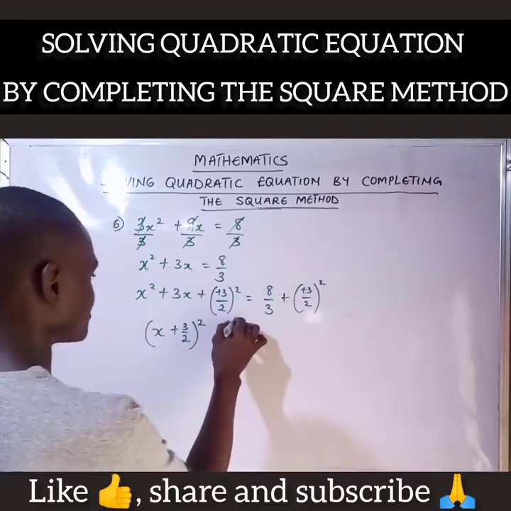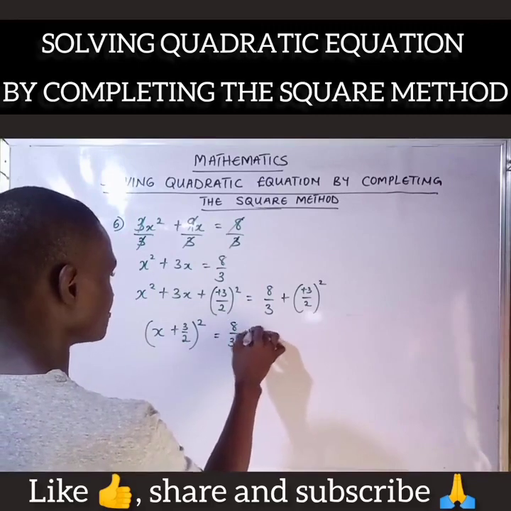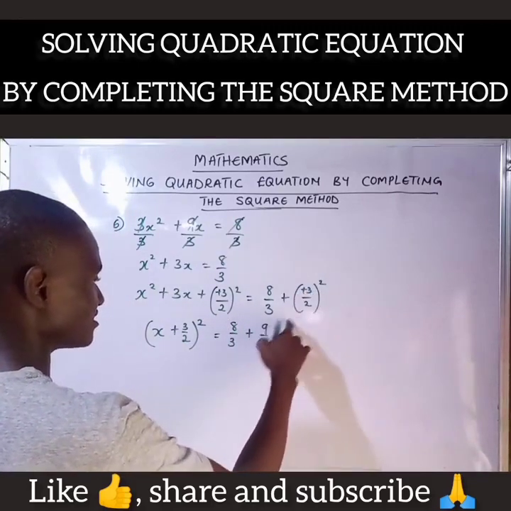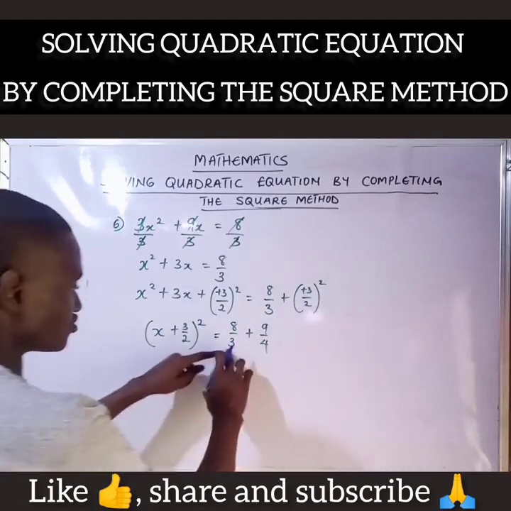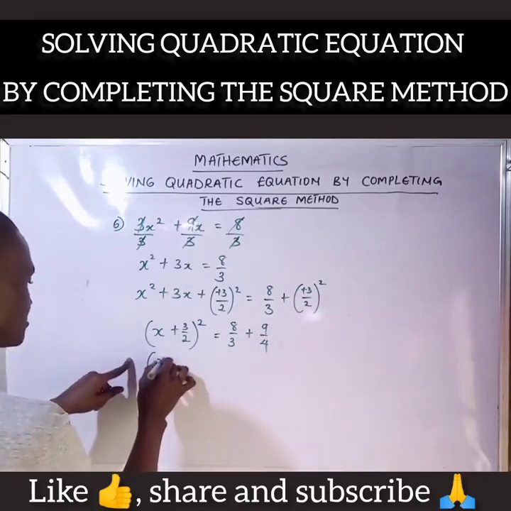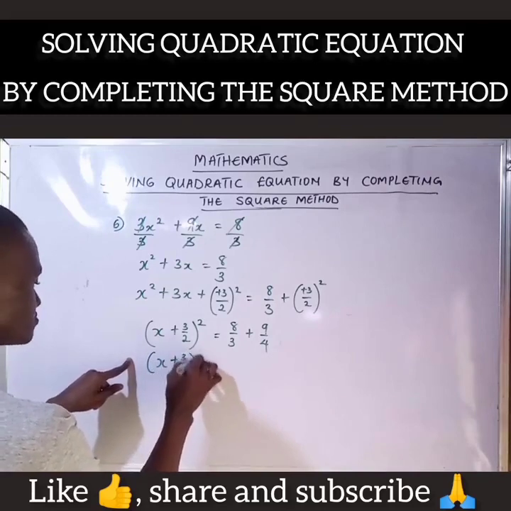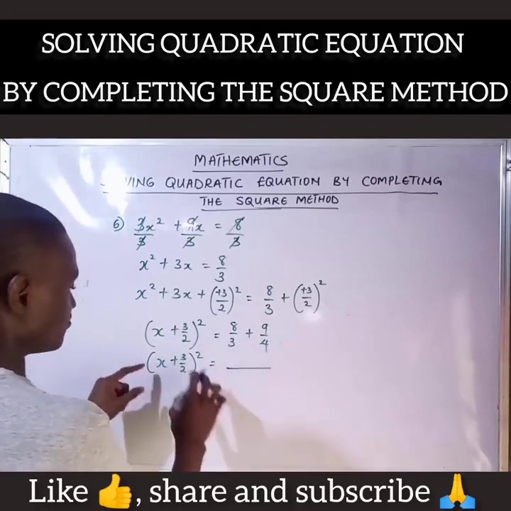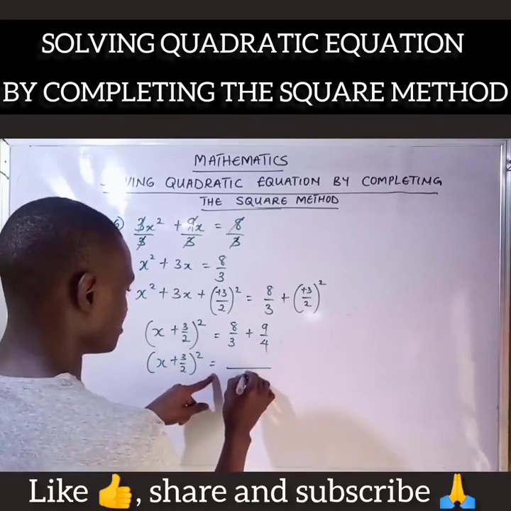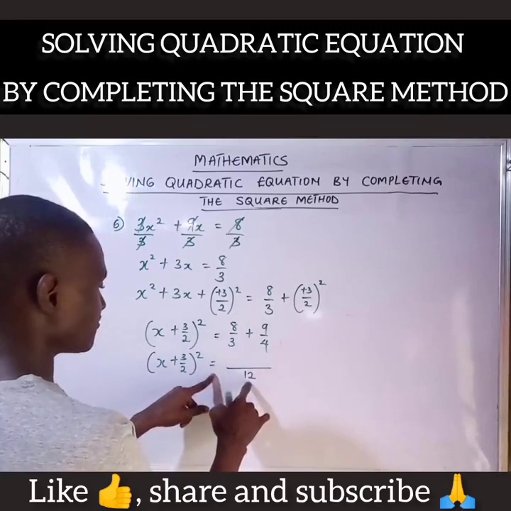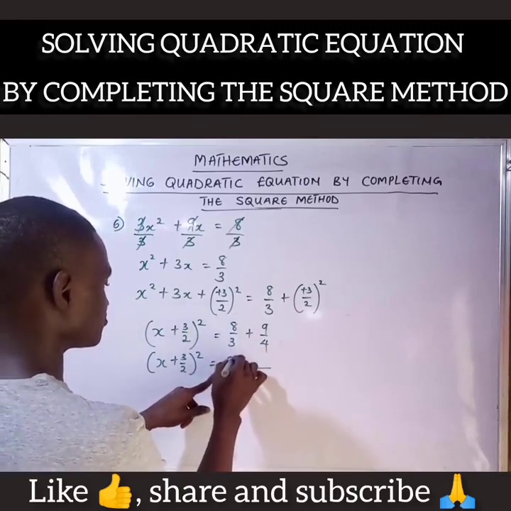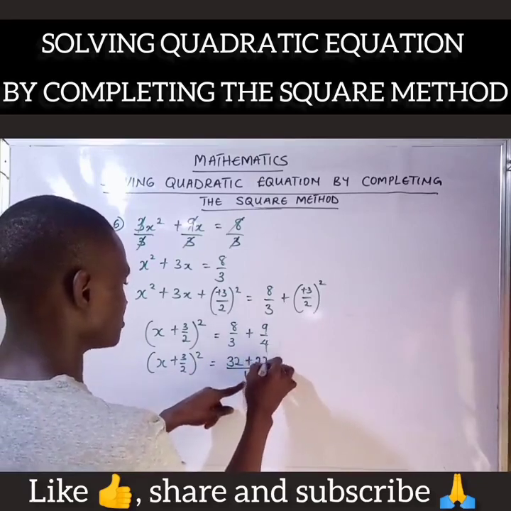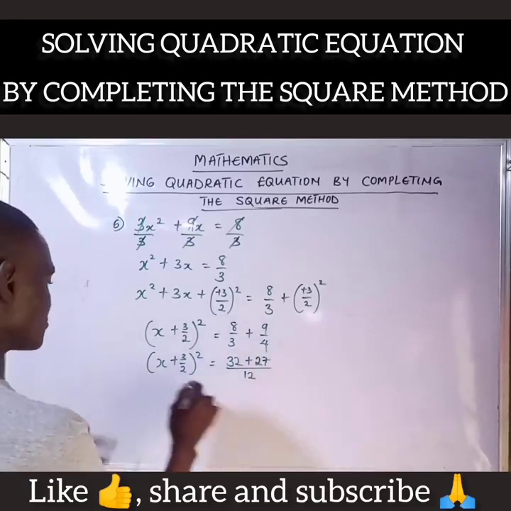Then for this, I will simplify 8 over 3 plus 9 over 4. You can see that the square of 3 is 9 and the square of 2 is 4. So to simplify this, I'll keep writing this side, which is equal to, the LCM is 12. 3 in 12 is 4, and 4 times 8 is 32. Plus 4 in 12 is 3, and 3 times this is 27.